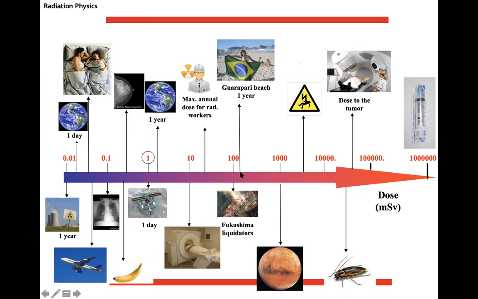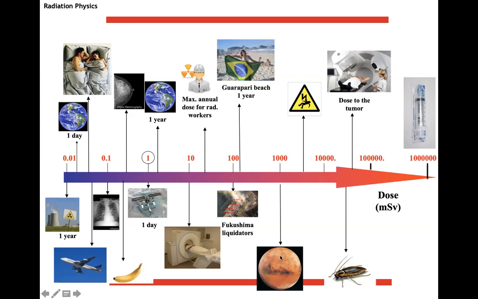This is due to the monazite sand, which is very rich in thorium, and the radiation will be very high. Of course, nobody really lives on the beach in Brazil, even though maybe some of us would like to, including myself. But that's real. There are areas on Earth where the dose rate, like Guarapari Beach in Brazil, is comparable to the dose rate of Mars.